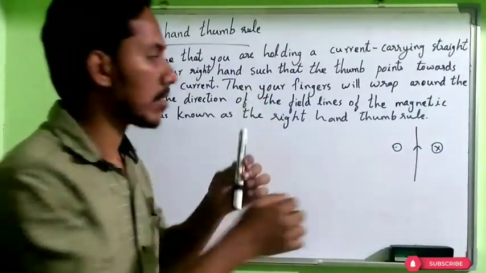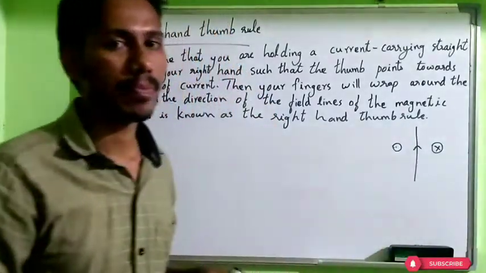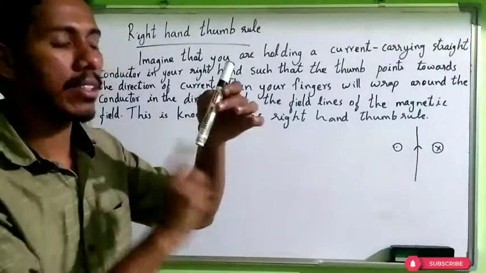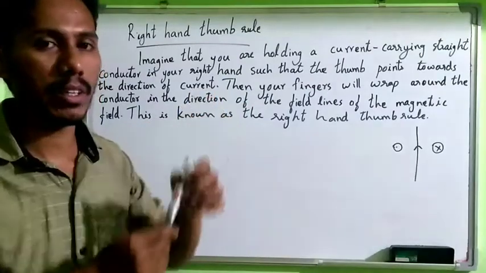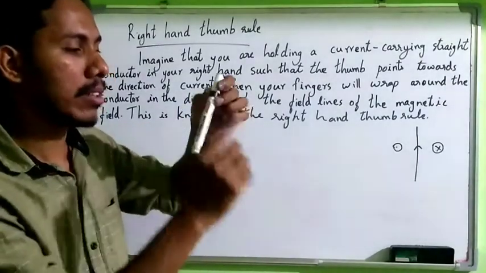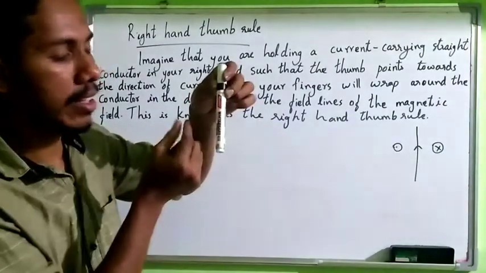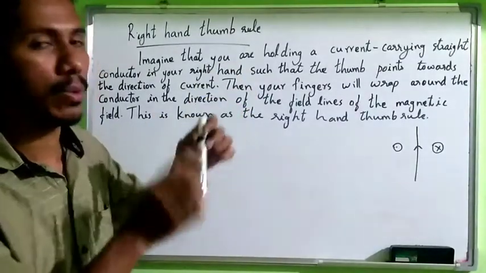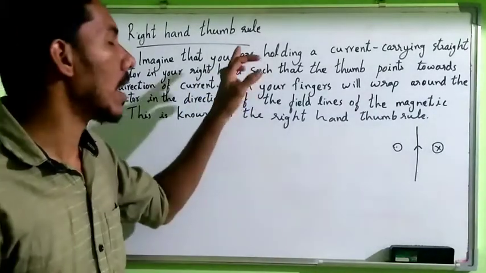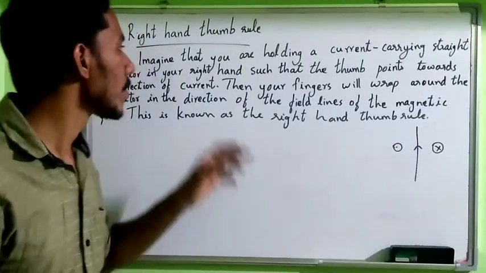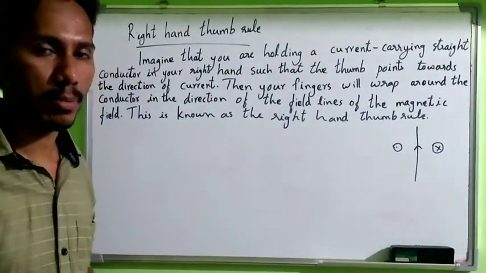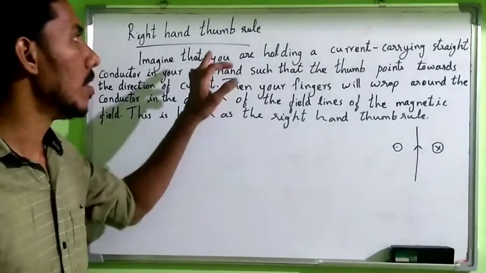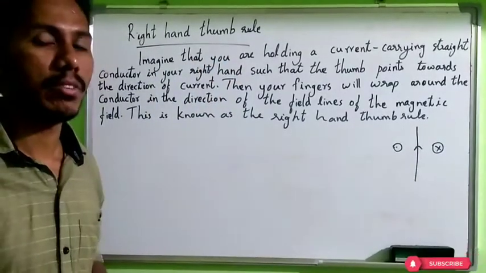It's a straight conductor. So the magnetic field surrounds this wire. So we can mark the direction here and here. This is inward and this is outward. What is the right hand thumb rule? It is Fleming's right hand thumb rule. It is explained by Fleming.